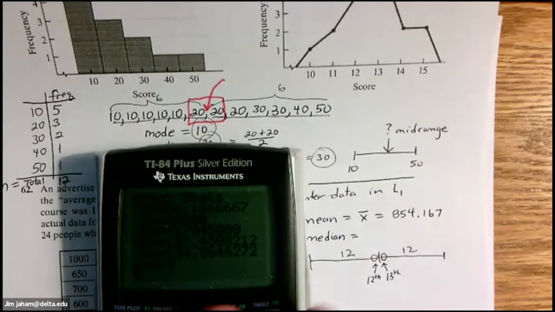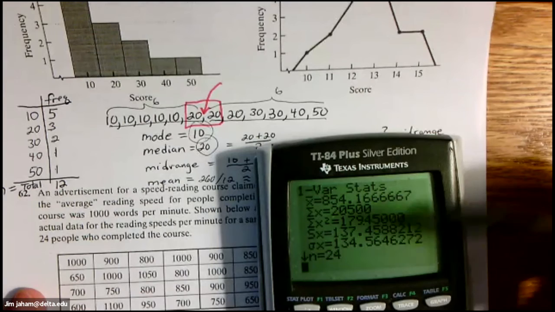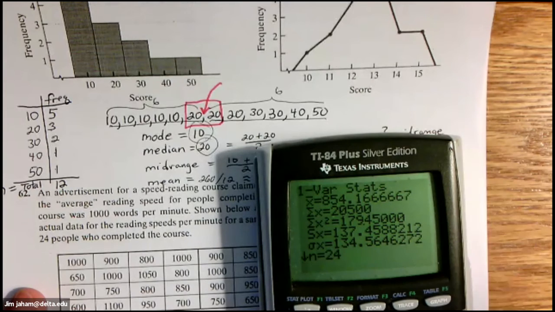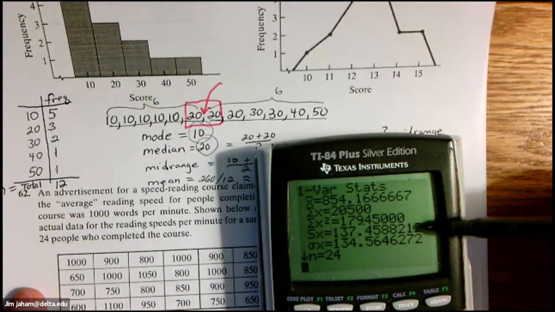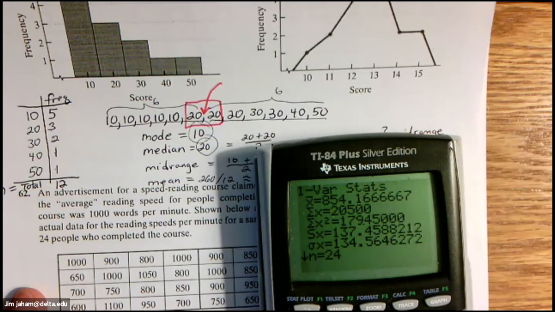By the way, the calculator gives you the mean, and then there's a little arrow down there. You can see that we have 24 data values. Here's the standard deviation that we're going to calculate in the next section. It's the SX. And that's a very complicated calculation, particularly if you have a lot of data values like 1,000, and particularly if you have a messy mean.